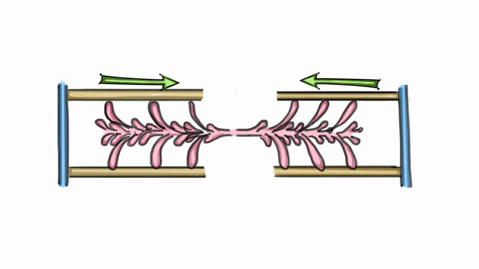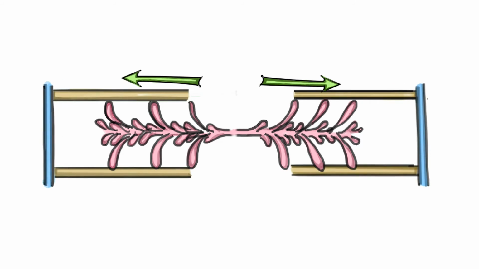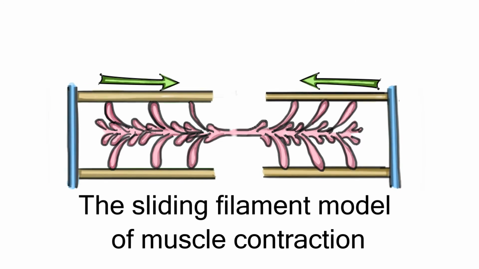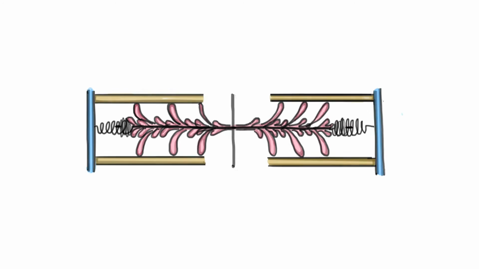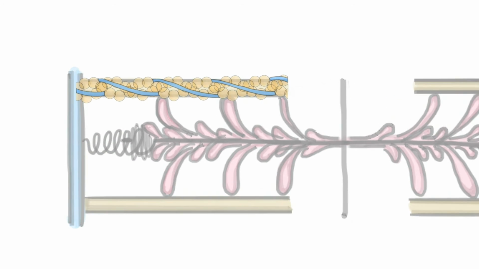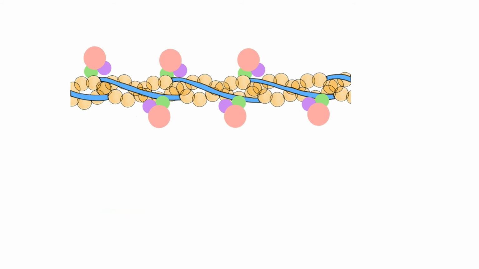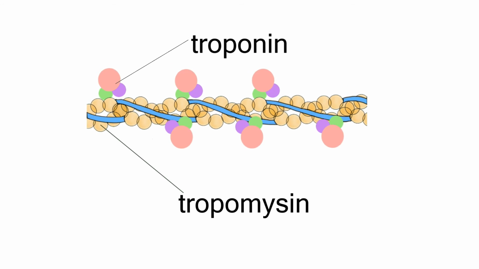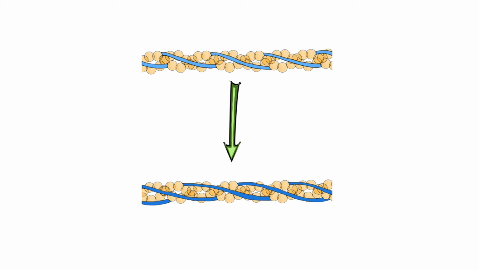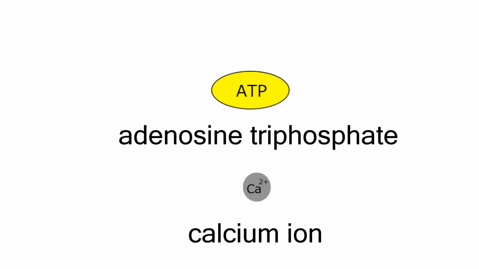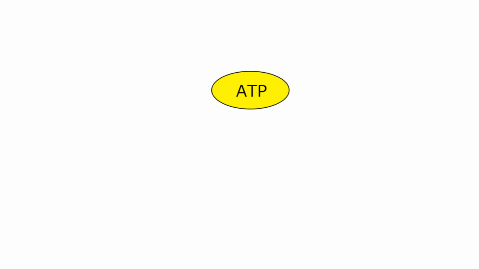When this happens, which it will eventually, it's called the sliding filament model of muscle contraction. But in the meantime, the pair have some obstacles to overcome. Namely, actin is blocked by a couple of protein bodyguards called tropomyosin and troponin, which keep getting in the way. Luckily, these guys can be bought off with a little ATP and some calcium.